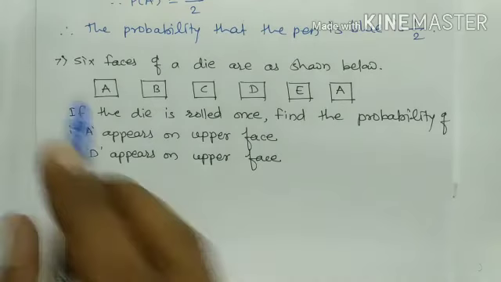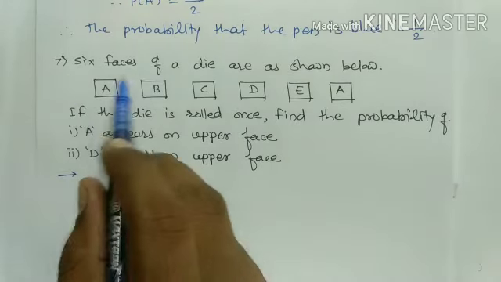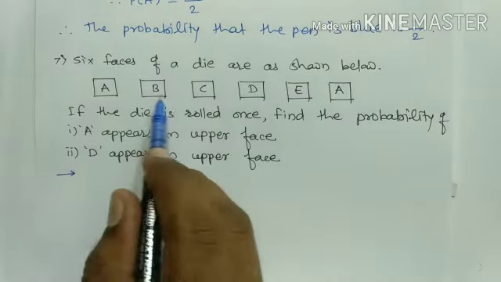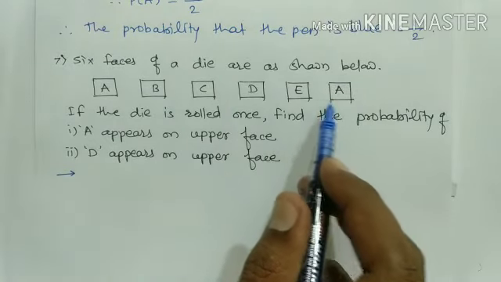Now the next example is example number 7. The 6 faces of a die are as shown below. These are A, B, C, D, E and A.